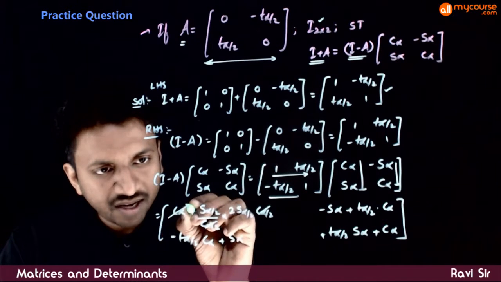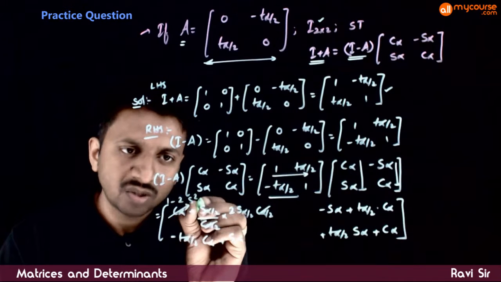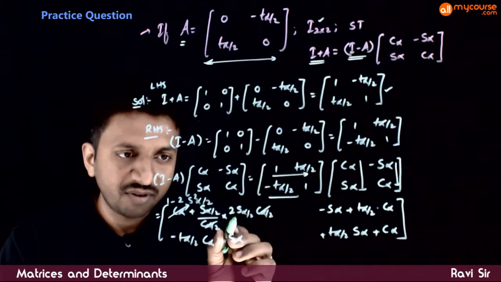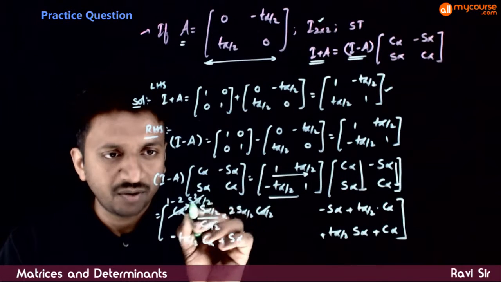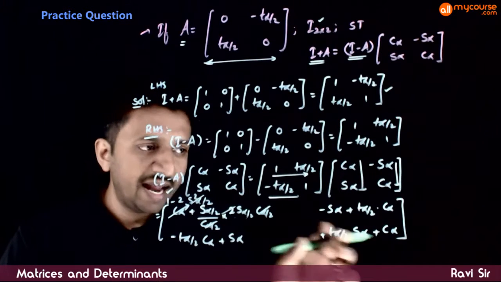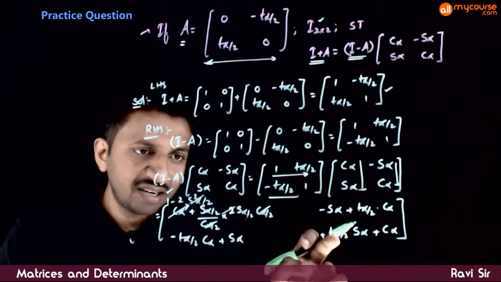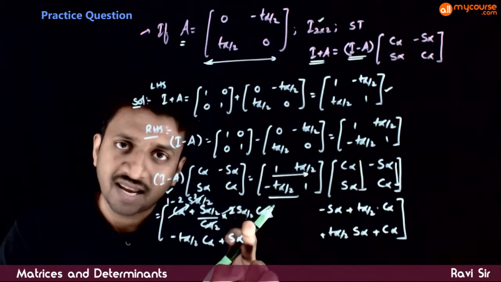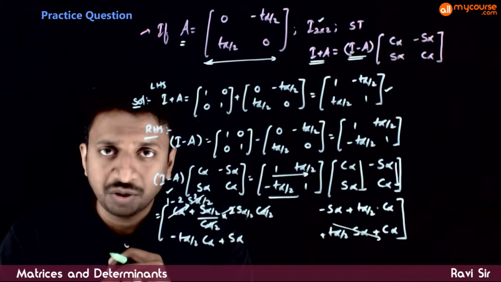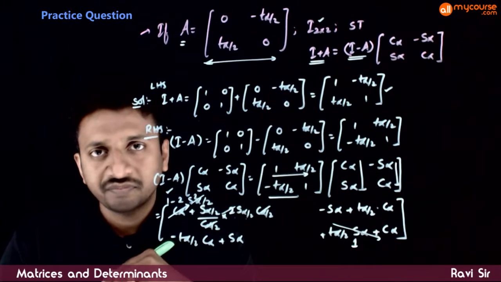Cos α can be written as 1 minus 2 sin square α by 2. This minus 2 sin square α by 2 and plus 2 sin square α by 2 gets cancelled. So you get 1 as the answer. Good. And this is exactly the same as this, if you see: cos α plus tan α by 2 into sin α. If you do the same substitution, the same working, this will also turn out to be 1.